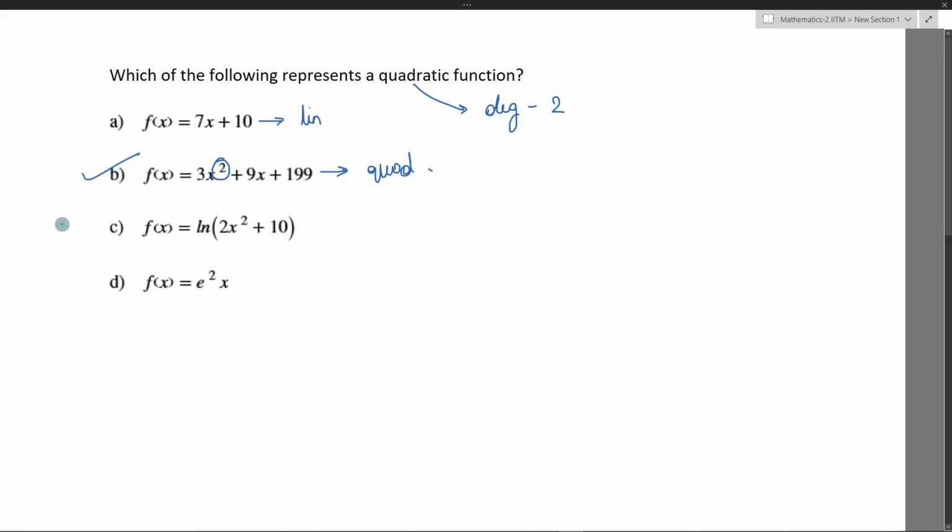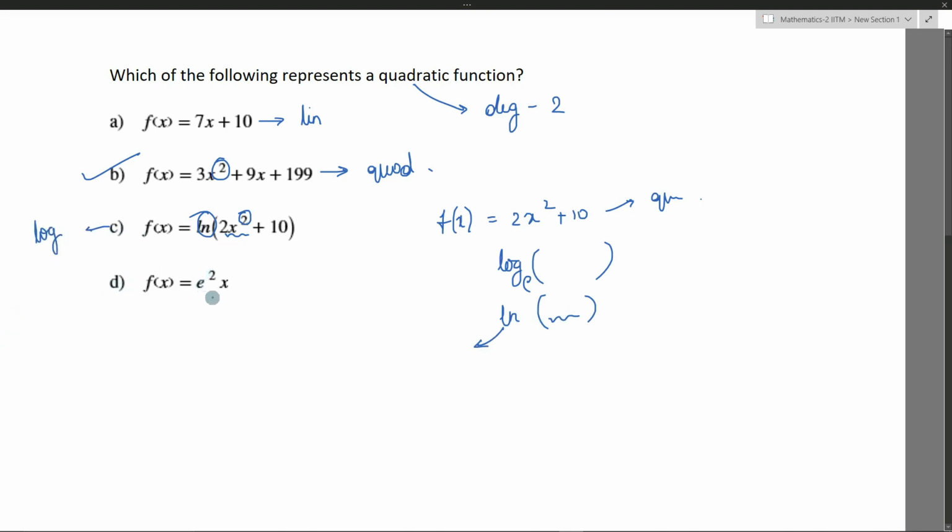In option C, we do have a degree 2, but we also have a logarithmic function. If f of x was only equal to 2x square plus 10, this would have been a quadratic function. But here we have log of something, log base e, that is nothing but natural log of something, irrespective of what is inside the bracket. So the outer function is a logarithmic function, so option C is a log function, right?